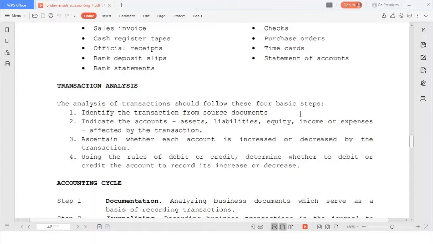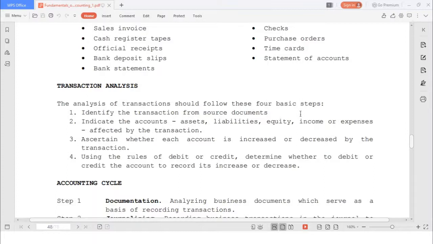Next is to indicate the accounts affected by the transaction. So what accounts are affected? You already know these accounts, no? The assets, liabilities, equity, income, or expenses. So given the source document, unsa na accounts ang ma-affect? For instance, sales invoice, of course the affected accounts are your sales, di ba? Sales and then cash or accounts receivable. It will depend. So your asset account is affected and also your income account.